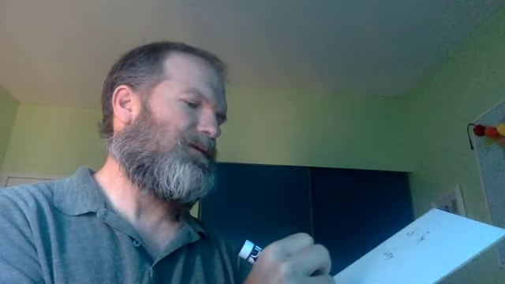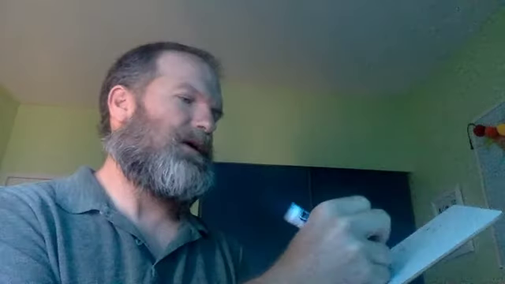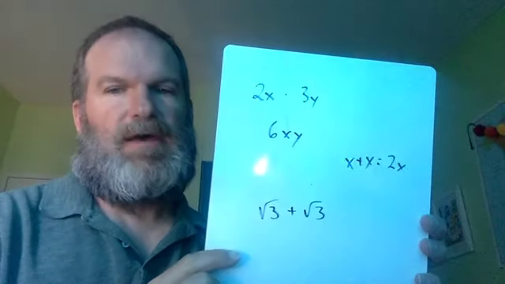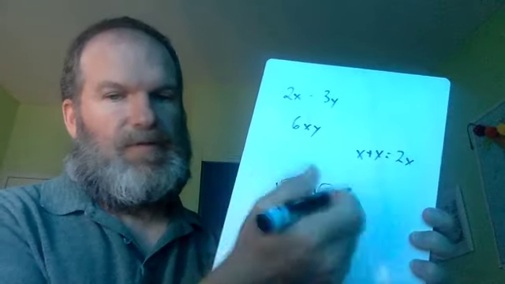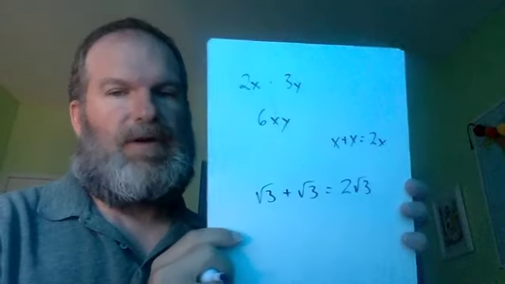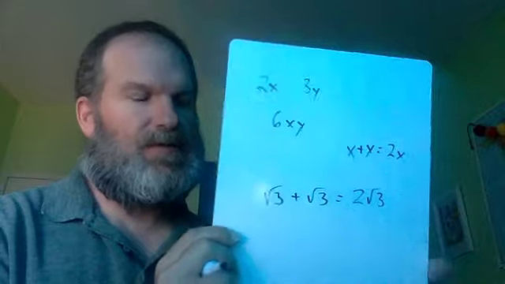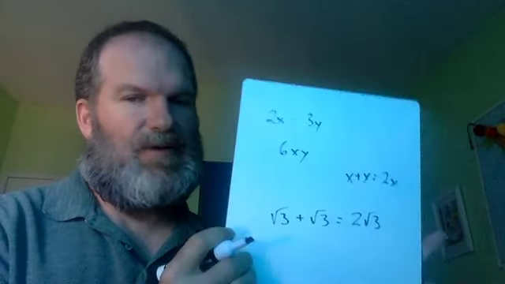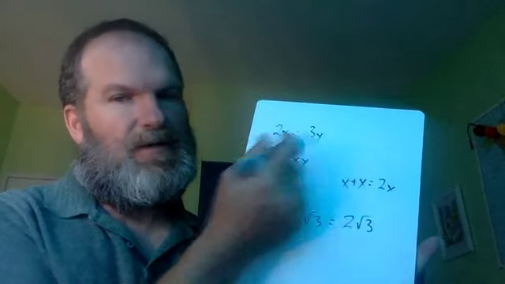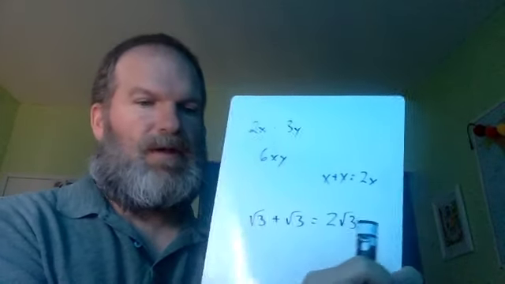So if you had the square root of 3 plus the square root of 3, now that'd be like x plus x, and x plus x is equal to 2x. So the square root of 3 plus the square root of 3 is equal to 2 square root 3. So you can add them if they're the exact same number, because then they're like terms. But if they're not the exact same number, you can't add them, just like with your variables. So that's another way that I try and explain this topic.